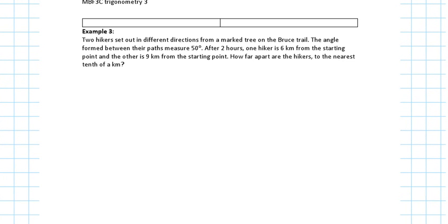...directions from a marked tree on the blue strip. The angle formed between their path measures 50 degrees. After 2 hours, one hiker is 6 kilometers from the starting point, and the other is 9 kilometers from the starting point. How far apart are the hikers to the nearest tenth of a kilometer?